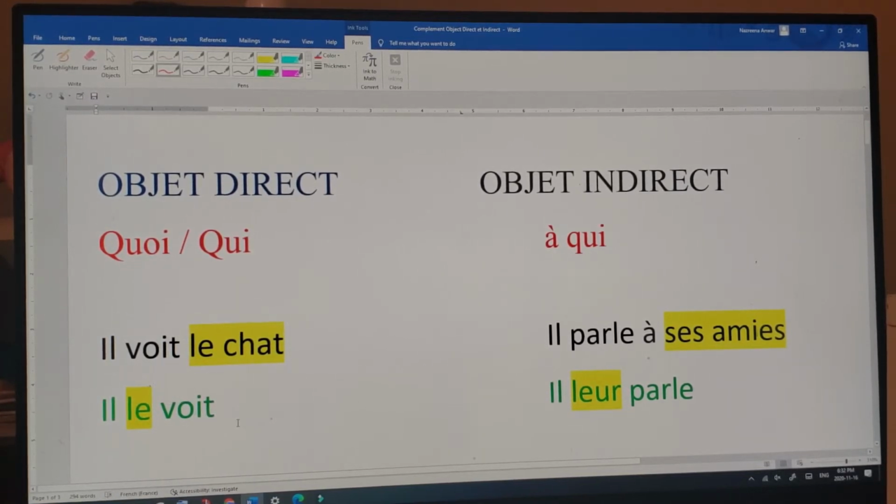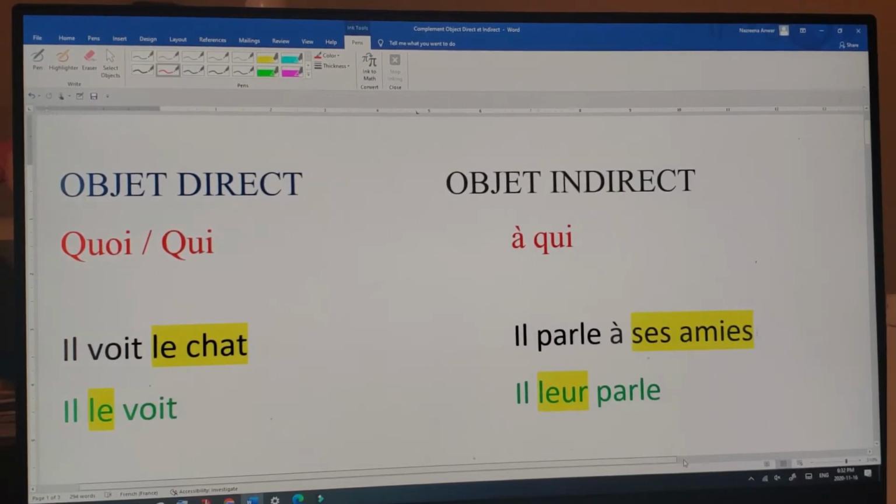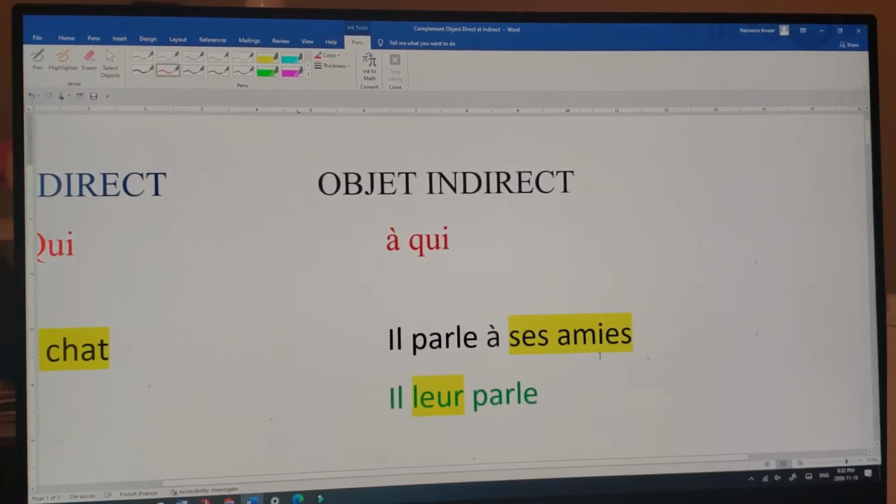and we use the appropriate pronoun. So "il le voit". But if you look at this sentence over here, "il parle à ses amis", he is talking to his friends. We used the extra e over here just to denote that they are female friends. So "il parle à ses amis".